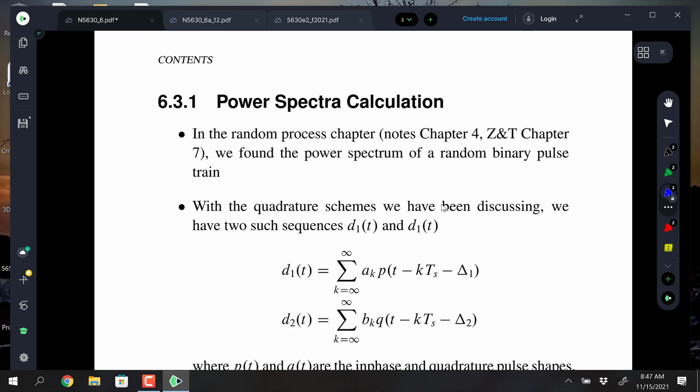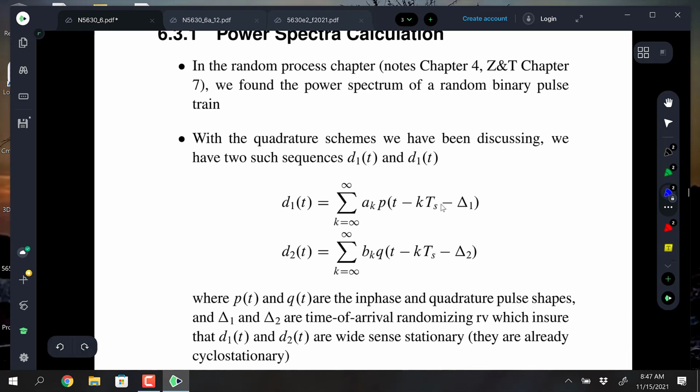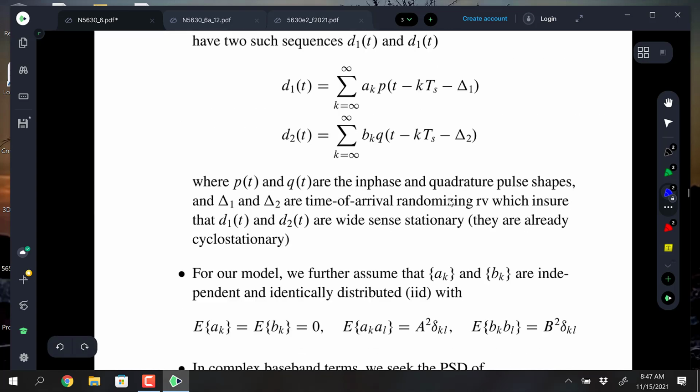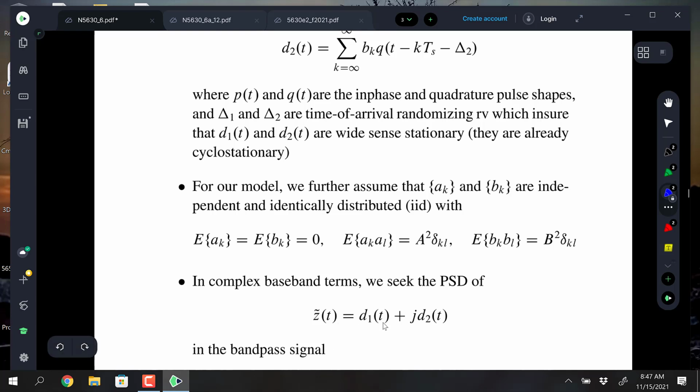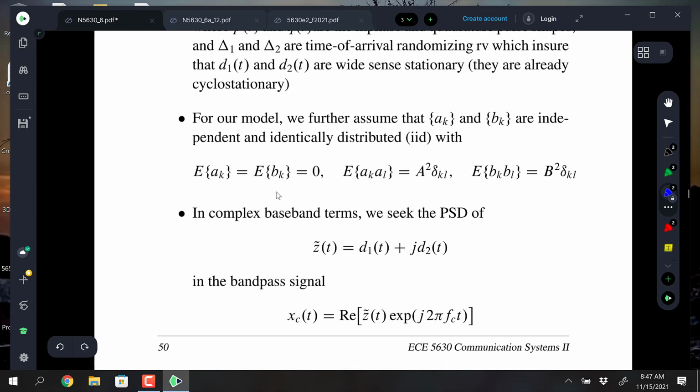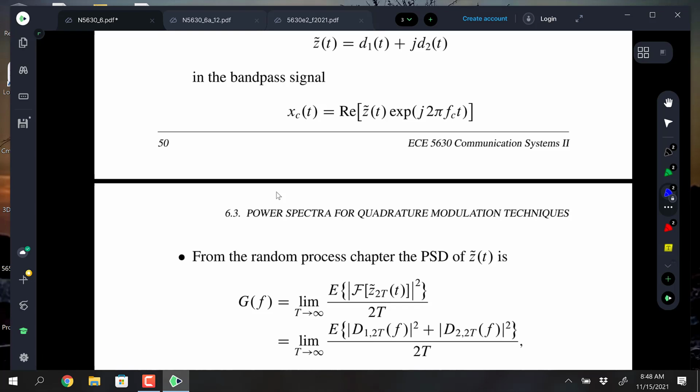So it goes back to chapter 4 when we were looking at the power spectrum of a random binary pulse train. We had this model with the random epoch, delta, and if we have in-phase and quadrature components like we do here, then we have two different random epochs, and we form the complex baseband signal as D1 of t plus j D2 of t, these two waveforms in quadrature. The model assumes the bits are zero mean and uncorrelated with themselves, and then we can use another property we looked at earlier. Take that complex baseband signal times e to the j carrier, take the real part, and that will be a wide-sense stationary signal. I don't know if you remember, but it's like the modulation theorem for random processes.